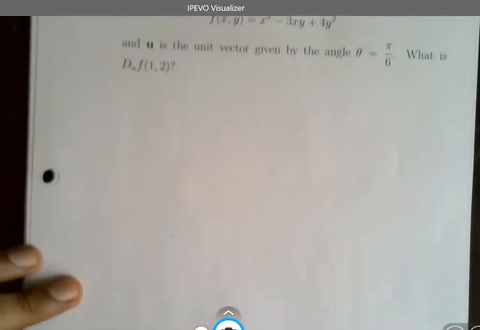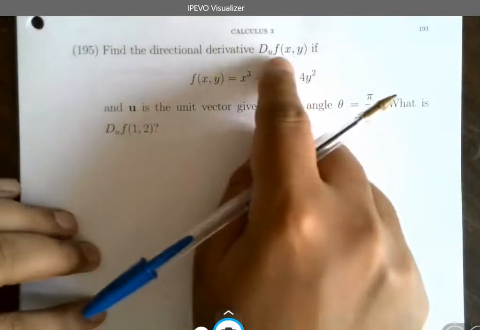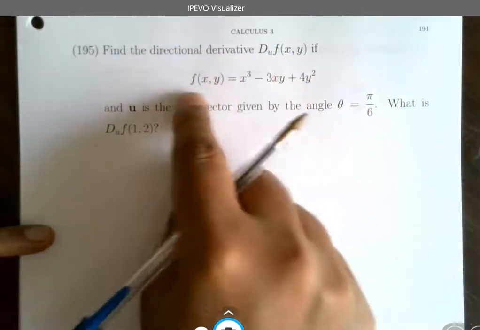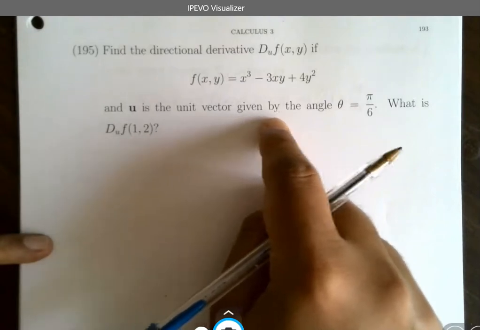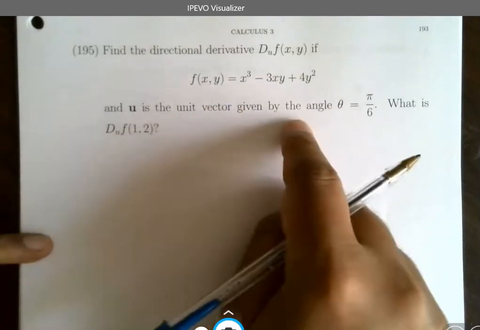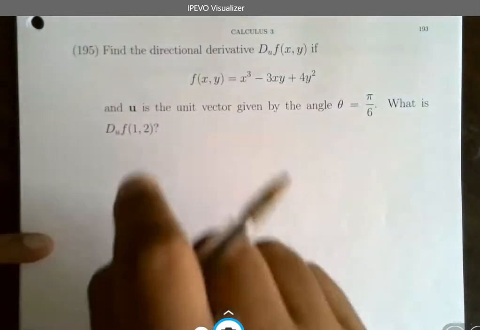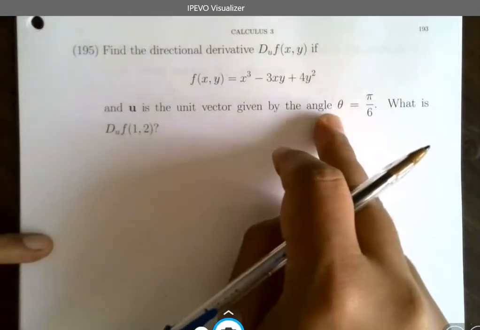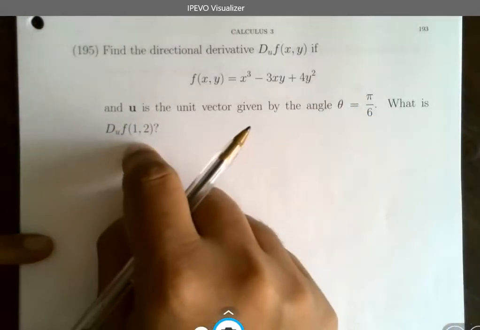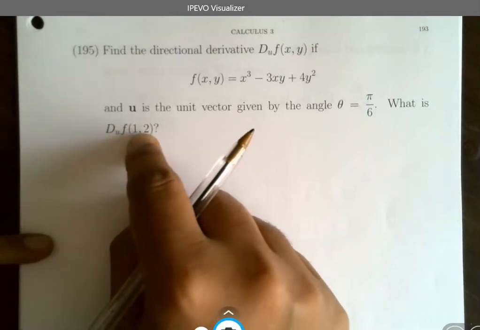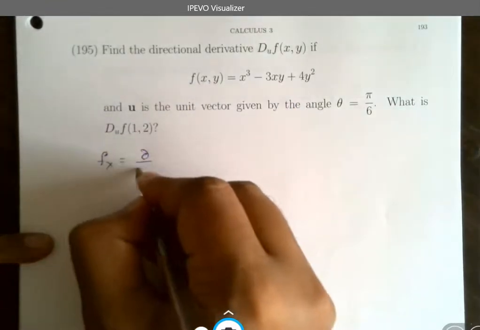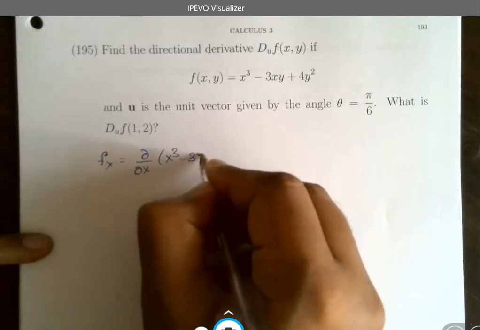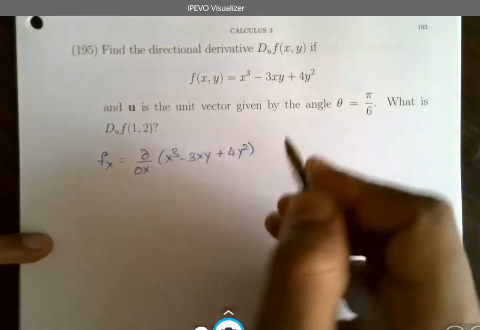Now let's see some examples. We want to find the directional derivative of the function f in the direction of the unit vector u, if the function is given like that, and u is the unit vector given by the angle theta. We want to find it at the point (1, 2). So let's find the partial derivative fx. That means you differentiate this with respect to x. So that's going to be x cubed minus 3xy plus 4y squared. So that's going to be what?